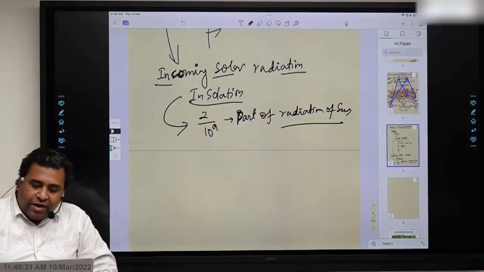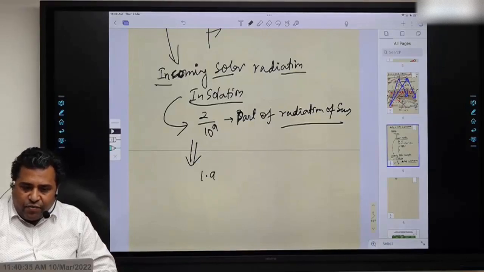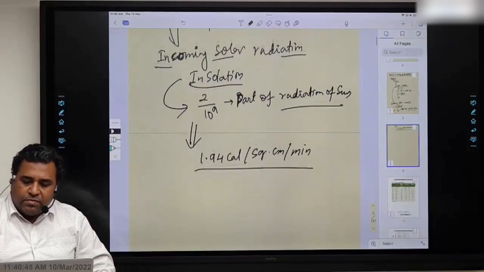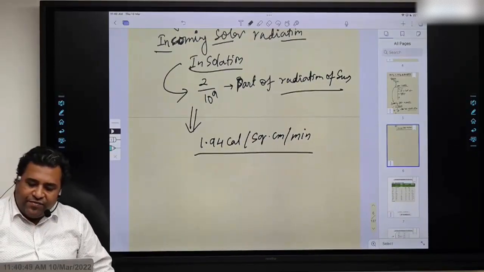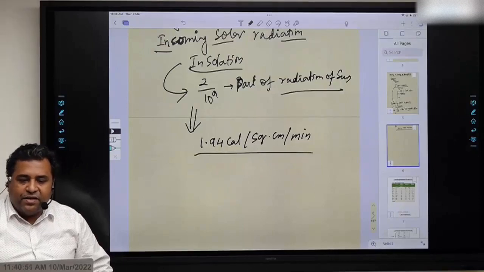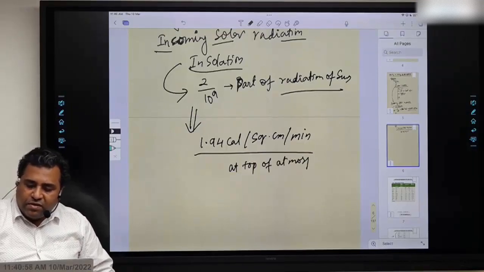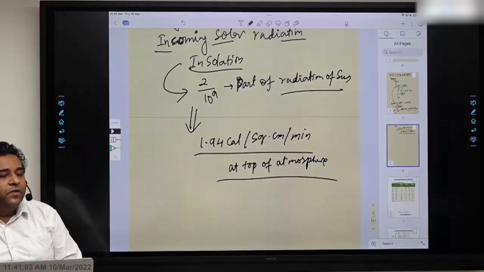Okay, very good. And this is equal to 1.94 calories per square centimeter per minute. We get this much energy from the sun, 1.94 calories per square centimeter per minute at the top of the atmosphere, which means at the top of the exosphere.